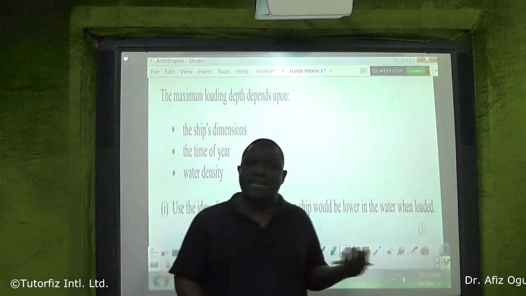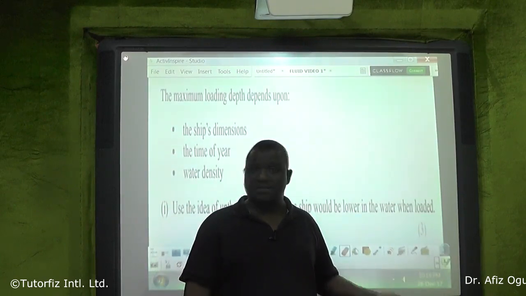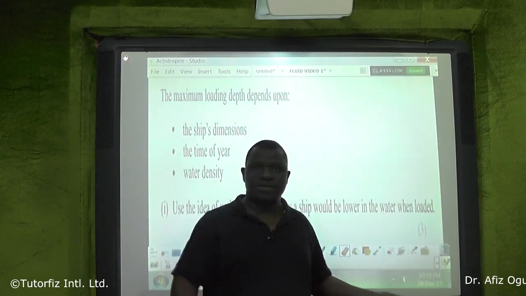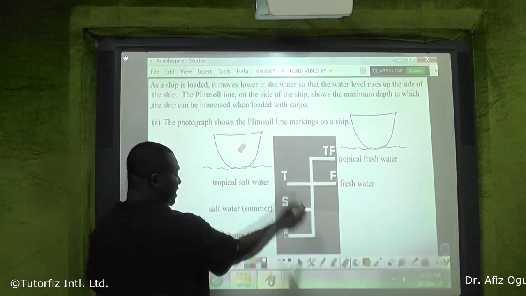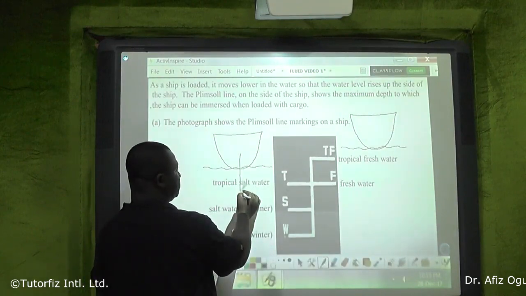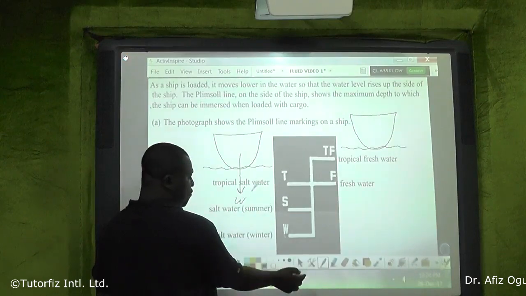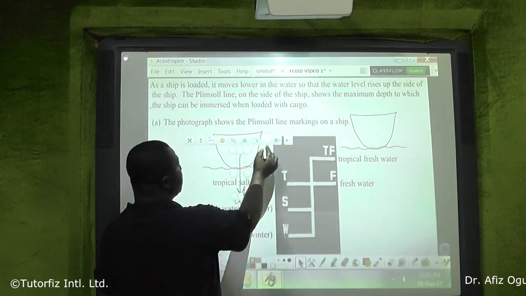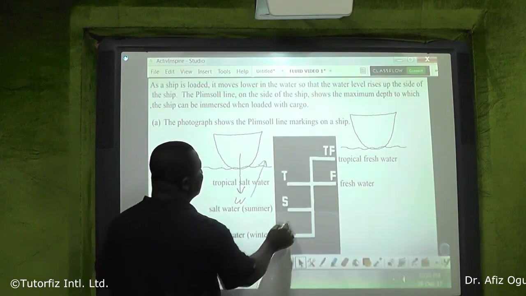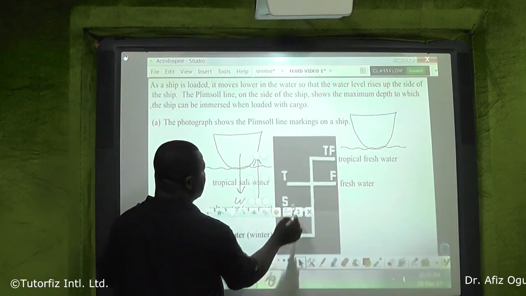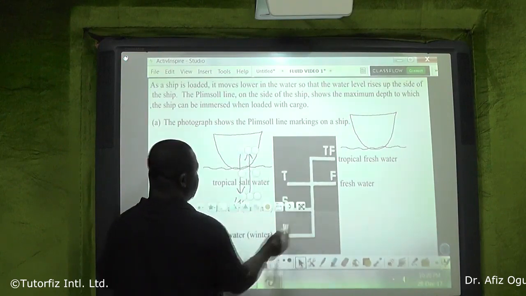From common sense, you say yes, it will go down because the weight is increasing. But that's not physics. Now, when the ship was here, two forces were acting on it: its weight, and the upthrust of water, which is exactly equal to the weight. That's why I'm making them the same length.